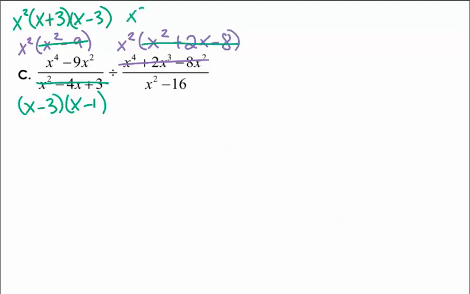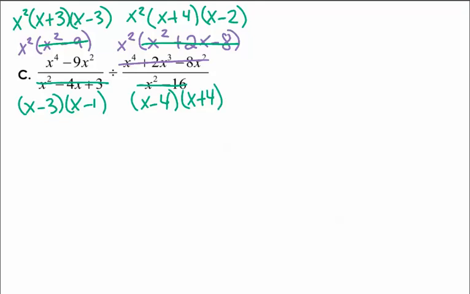So we still have the x squared, but now numbers that multiply to be a negative 8 and add up to be a positive 2 are going to be x plus 4 and x minus 2. So we're factoring everything 100% completely before we do anything else. And then down here, x squared minus 16 is another difference of squares. Becomes x minus 4 and x plus 4. So now I'm going to go ahead and do my multiplication.